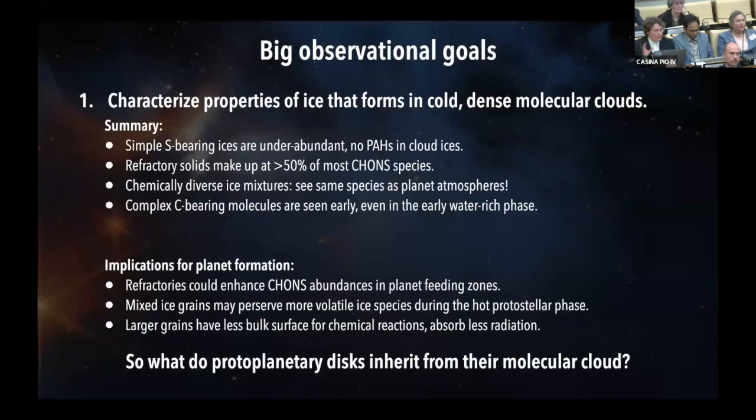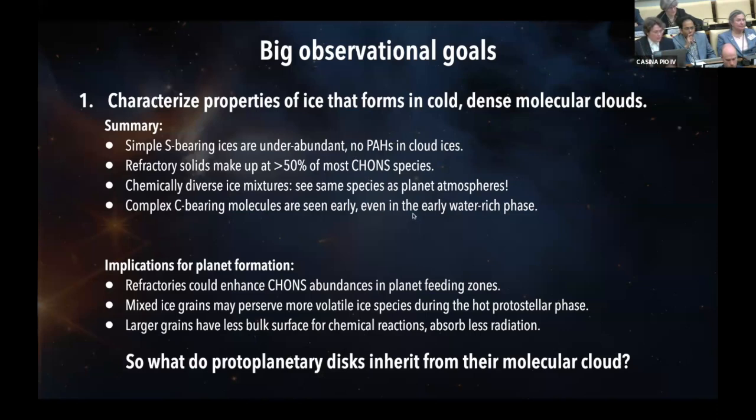So in summary, for the cloud itself, we were able to characterize the ices in the cloud. We see that sulfur-bearing species are underabundant. We don't have PAHs in the cloud ice. Refractory species are important. Chemically diverse ice mixtures are present.